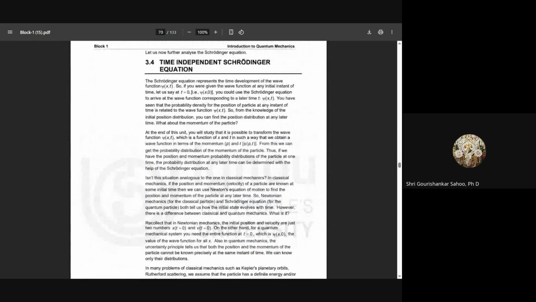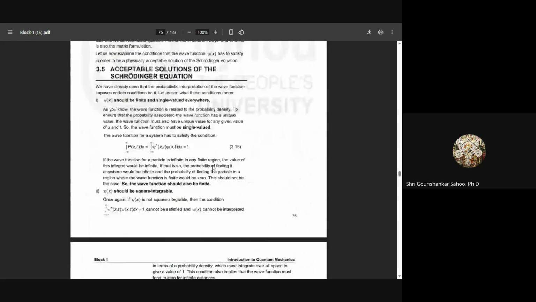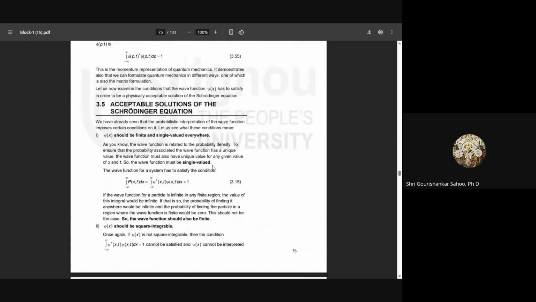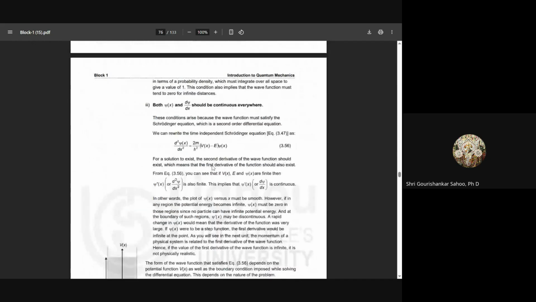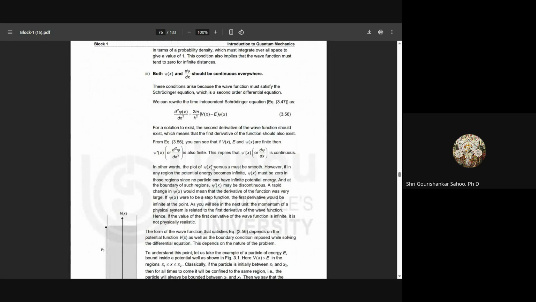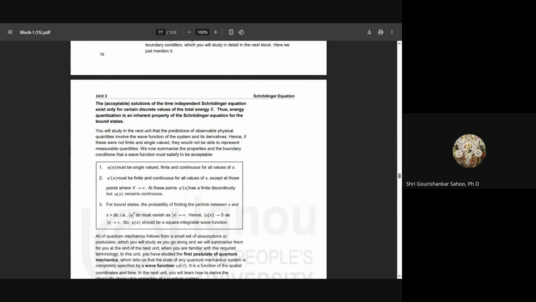Probabilistic interpretation, Max Born interpretation, we have discussed in the earlier class. Then acceptable solution of the Schrodinger equation: psi of x should be finite and single valued everywhere, and should be square integrable. Both psi and d psi by dx should be continuous everywhere. The acceptable solution of the time independent Schrodinger equation exists only for certain discrete values of the total energy E. Thus, energy quantization is an inherent property of the Schrodinger equation for the bound state.